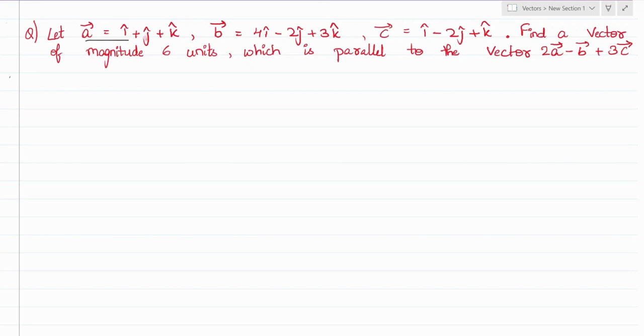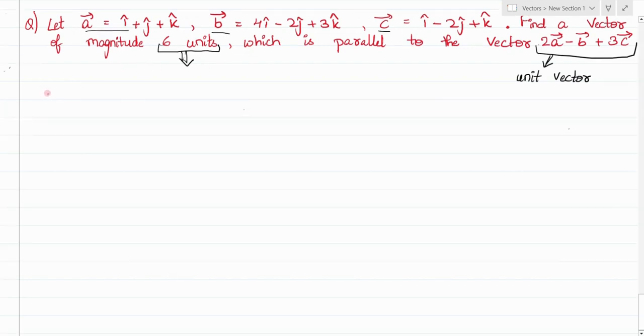In this question, three vectors are given, a, b, and c. We need to find a vector which has magnitude of 6 units, and this is parallel to this vector. So, before going into the solution, we already know, to find any vector, we need to have two conditions, magnitude and the direction. In this question, magnitude is given, that is 6 units. So, from this, we will get the direction of vector. So, what is the direction of vector? It's nothing but the unit vector we need to find.